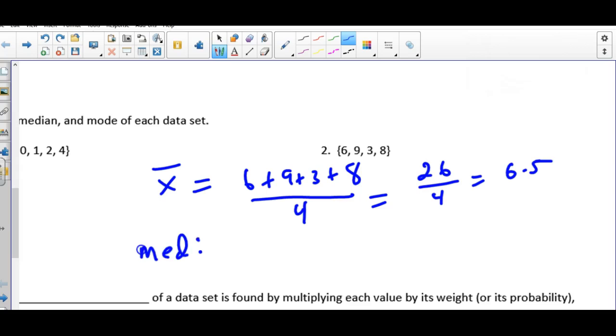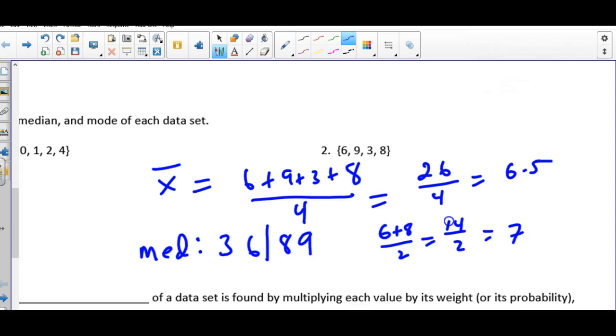For the median, we're going to put that in numerical order. So 3, 6, 8, and 9. Well, what's the middle right here? You got 6 and 8. This is called the middle of the road, guys. So the middle of the road is put a line right down the middle. You got 2 middles. So you're going to, of course, go 6 plus 8 and divide by 2. 6 plus 8 is 14. Divide that by 2, you get 7. 7 is your median.